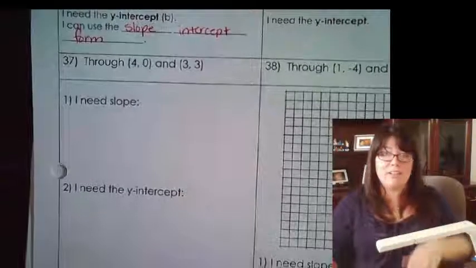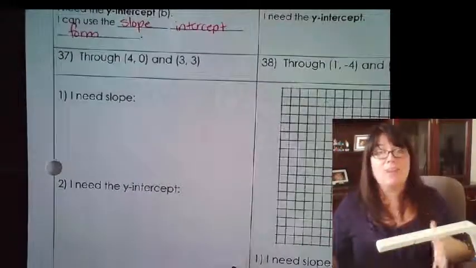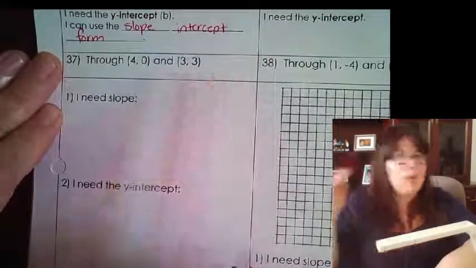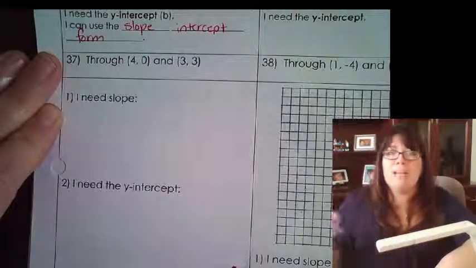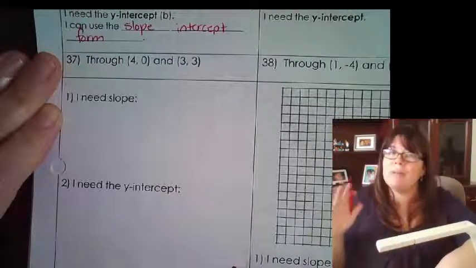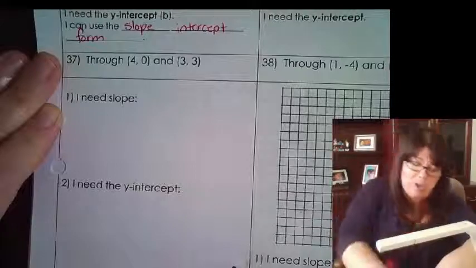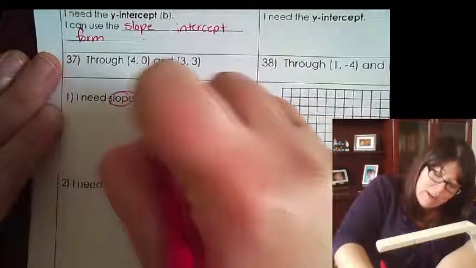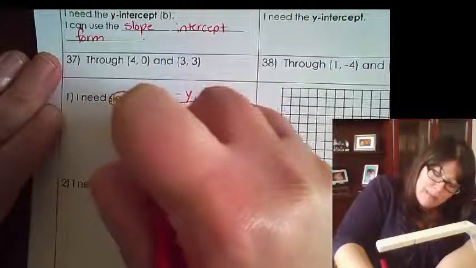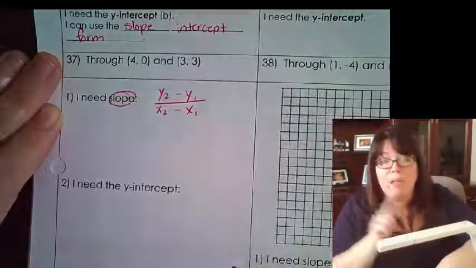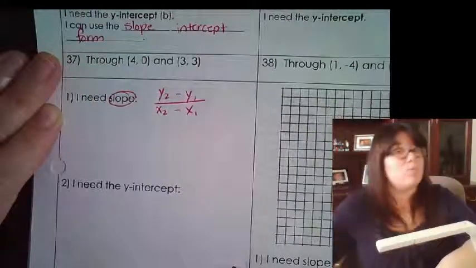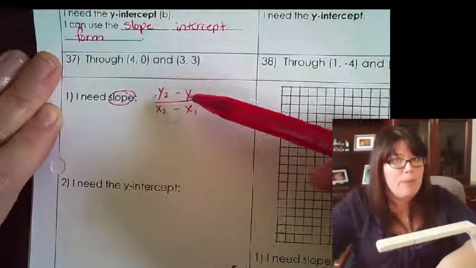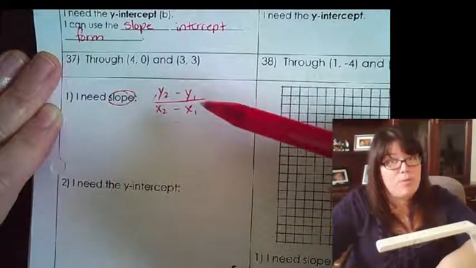In number 37, they are telling you to find the equation of a line in slope-intercept form that goes through (4, 0) and (3, 3). Well, we have no idea what this line looks like, okay? So it's kind of hard to find the equation, but it's all right. We're just going to take it one thing at a time. First, I need slope. So that means y2 minus y1 over x2 minus x1. You will get points if you write out your formula. Even if your work is wrong, you will get partial credit if you remember that this is how we find slope, okay? So please always show me that you know that.